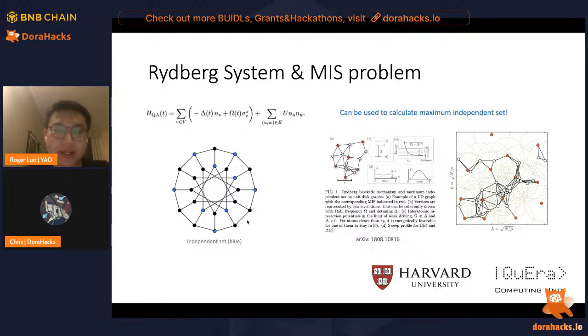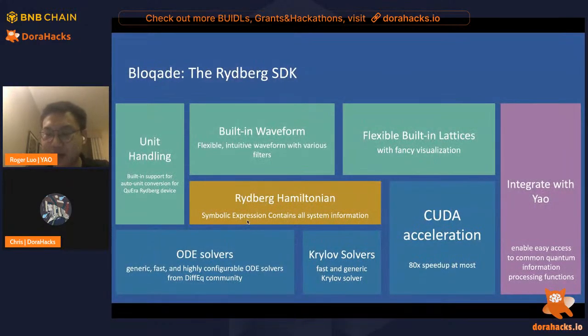So maximum independent set is about finding the maximum independent set size on a graph. And this problem is naturally embedded in a Rydberg Hamiltonian. So we can solve this problem by finding the ground state of the Rydberg Hamiltonian. And to facilitate the research around the Rydberg system, we built this Rydberg software development kit in collaboration with QuEra and Harvard that aims to simulate the dynamics of the Rydberg system. It supports ODE solvers, Krylov solvers, and also CUDA acceleration. Plus, it's also built on top of Yao, actually. It's built around the Rydberg Hamiltonian symbolic expression, which is the same intermediate representation we use in Yao.